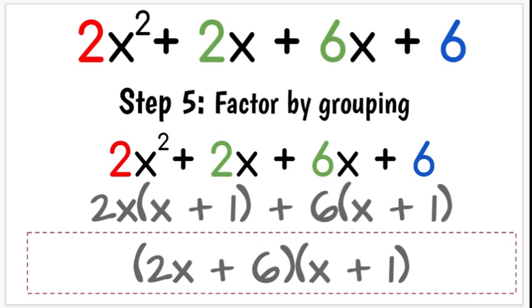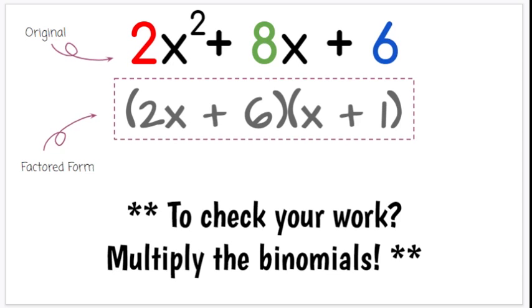Remember, we want the pieces in parentheses to be the same binomial, which they are. And then we combine the outside binomials, so we ended up with 2x plus 6 and x plus 1. And that's it. We factored it. We took our original trinomial of 2x squared plus 8x plus 6, and we put it into factored form. We put it into a place where we have two binomials working together to make a factored form.